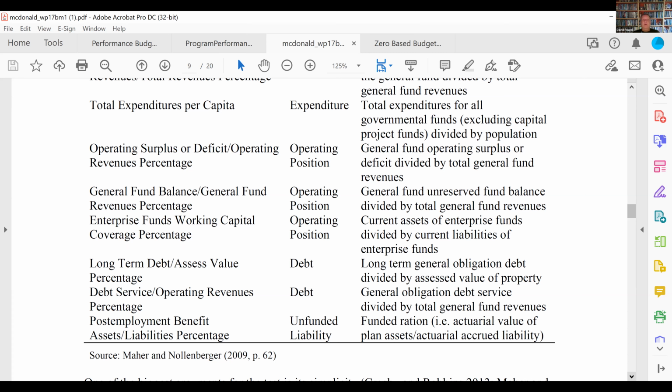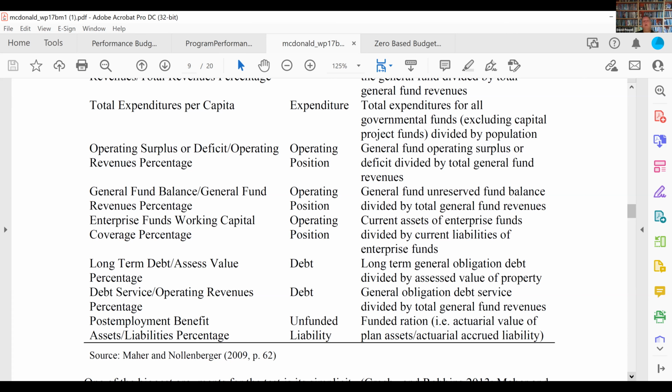Another debt indicator, debt service divided by operating revenues. Debt service is the amount of money you have to pay every year in principal and interest payments to maintain the debt that you have borrowed. We all have to make principal and interest payments on any debt we have incurred. That's called debt service. So you take the amount that you're paying to maintain your debt, divide it by your total general fund revenue. That's an indicator of debt service, operating revenues percentage.